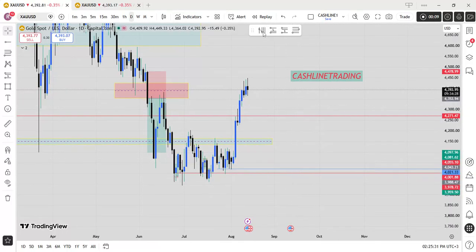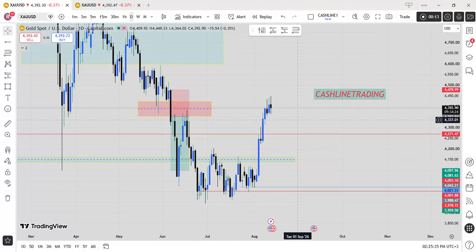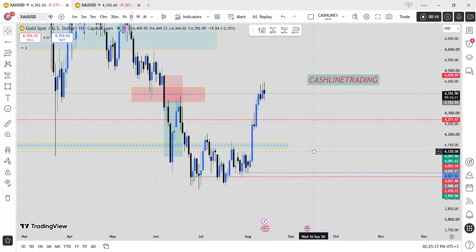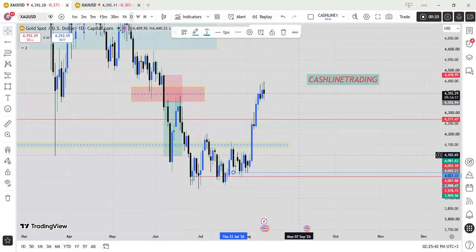So I want us to take a look at what's happening with gold price action today. This is pure price action, continuing from where we left off.